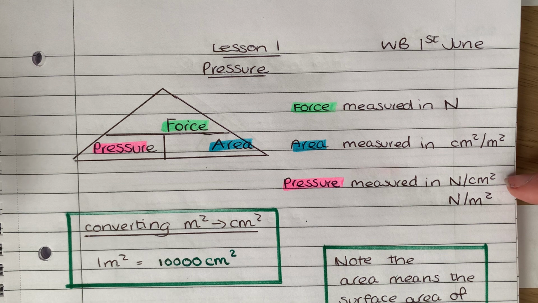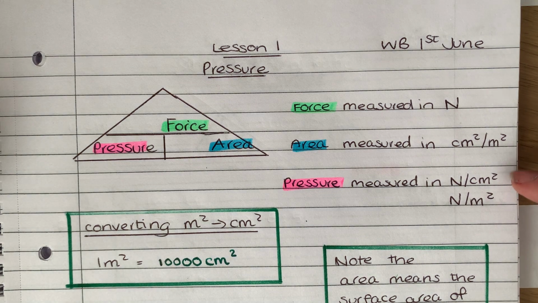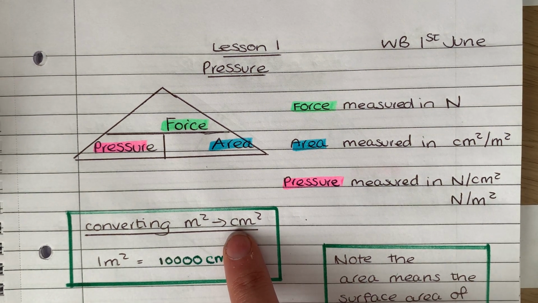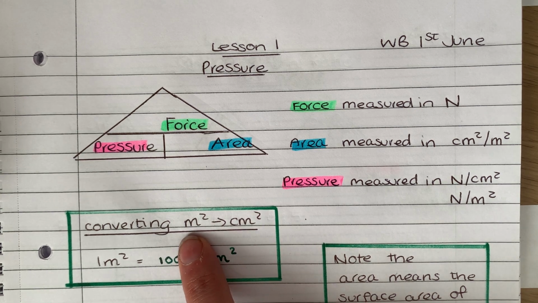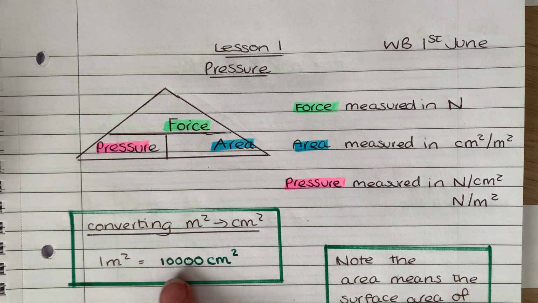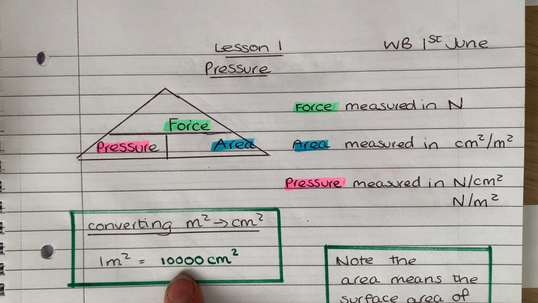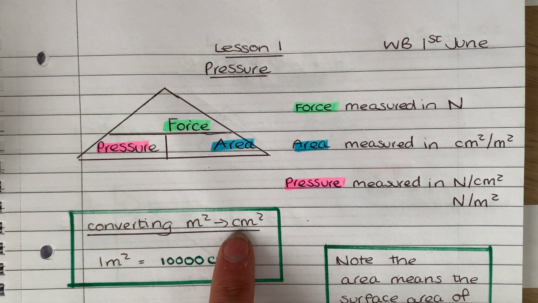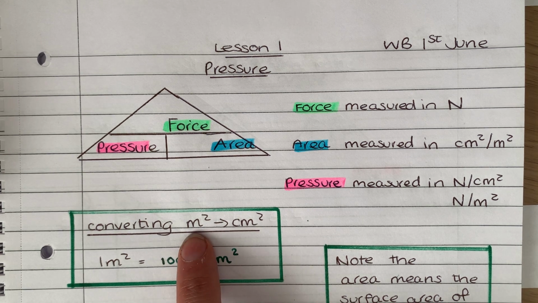Now, do you remember last lesson on density we talked about how to convert between metre cubed and centimetre cubed, and you had to multiply by 1,000,000? Okay, so metre squared into centimetre squared. Well, a metre squared is 100 by 100. So therefore, in 1 metre squared, there are 10,000 centimetre squared. So to go from metre squared to centimetre squared, you need to multiply by 10,000. And obviously to go from centimetre squared into metre squared, you need to divide by 10,000.